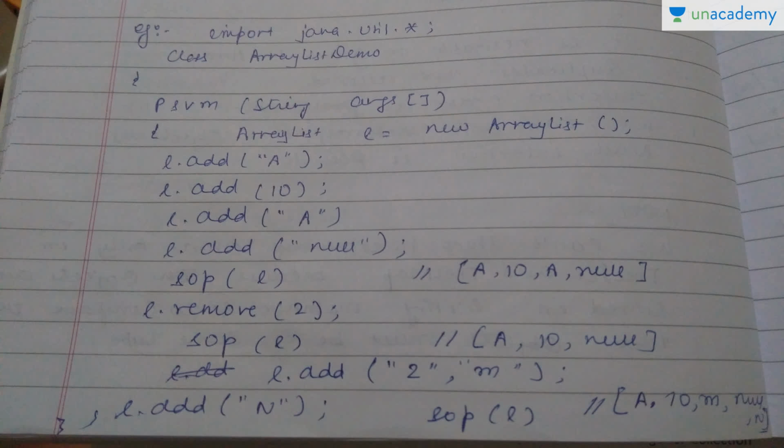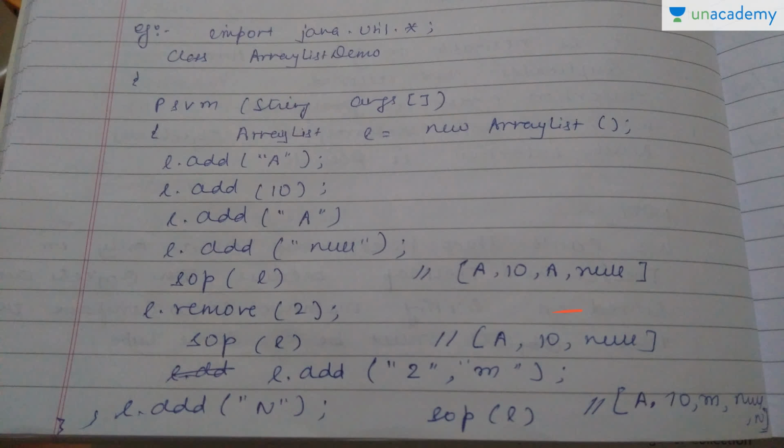If I write l.remove(2), then it will remove the element from index 2. The index always starts from 0. From the ArrayList we have 4 elements: A, 10, A and null. A is at the 0th place, 10 is at the 1st place, and A is at the 2nd place. So this A will be removed from our ArrayList. If we write System.out.println for l again, we'll get the output A, 10 and null, since we have removed A from the 2nd place.